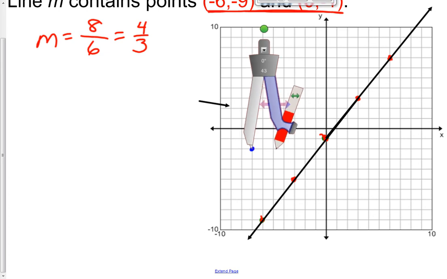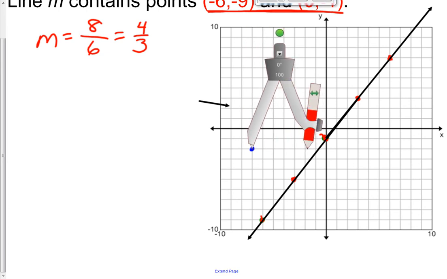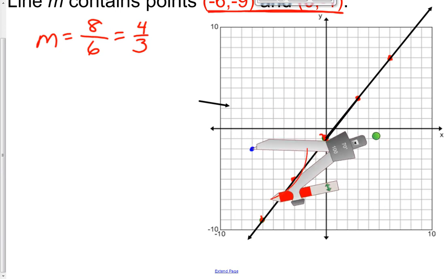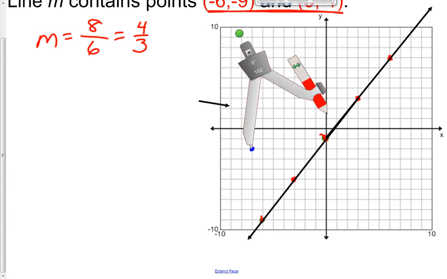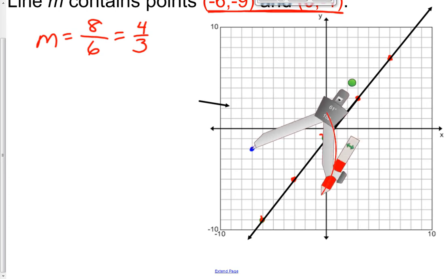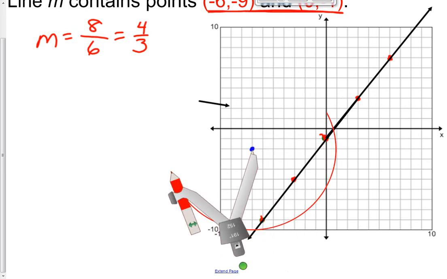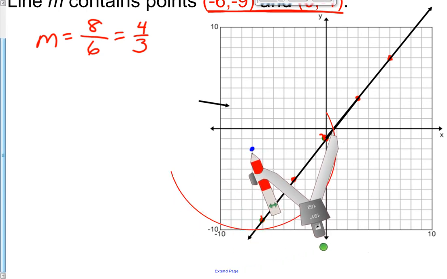And I'm going to open it up so that it intersects my black line in 2 different places. Once right there. Oh, let's try that over again. We'll open it up a little bit bigger. Once right there. Once right there. Okay.